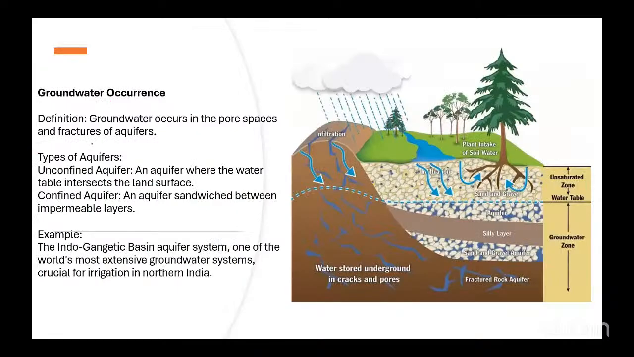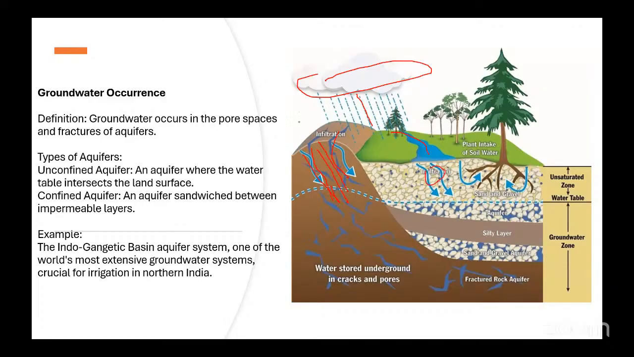Next, groundwater occurrence. Here you can see the clouds, due to precipitation or rain. So infiltration will happen in the cracks of the soil or geological rock formations. This is the infiltration process, and this is the runoff process to the streams. Here also we can observe the infiltration process.